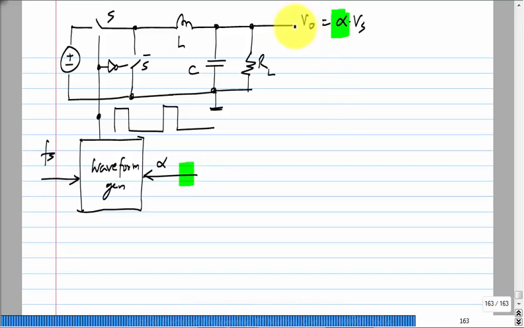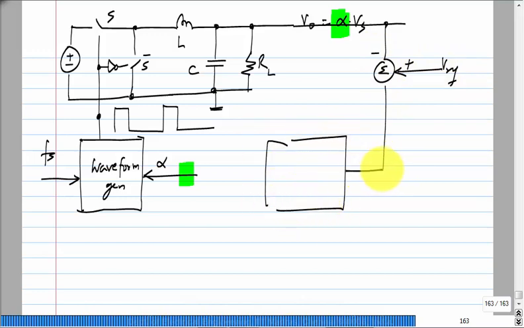So, we have to compare the output to something, and put some circuit here. For now, I will call it the controller, that is the common terminology that is used, which will generate alpha. And of course, the whole negative feedback system should be stable, okay, because we know that negative feedback systems have the potential to become unstable, right. So, we have to make sure that it is stable.